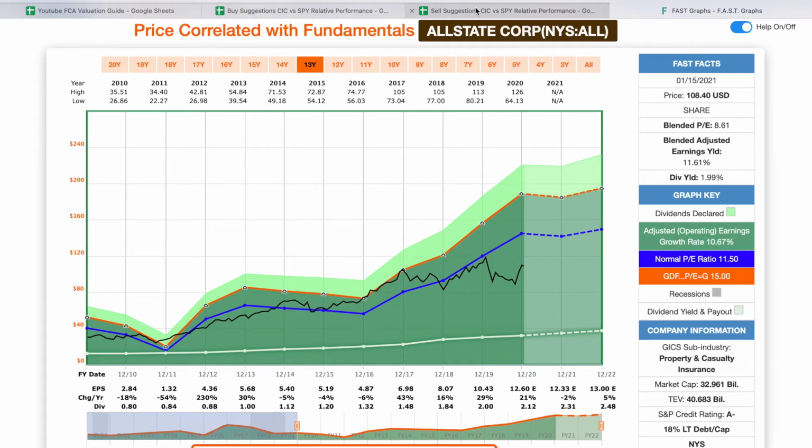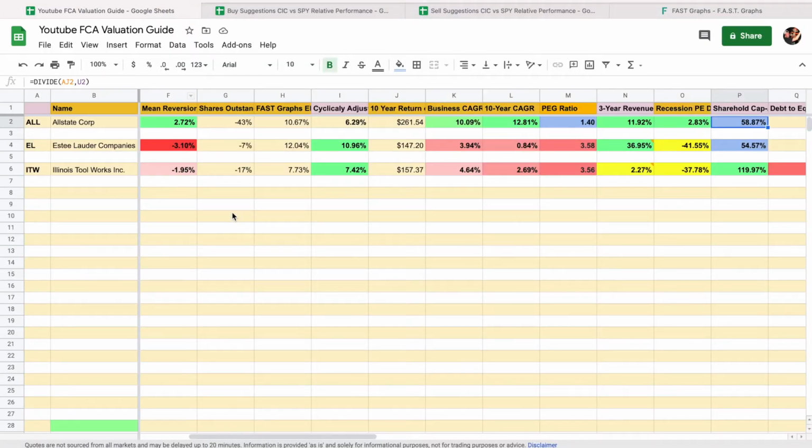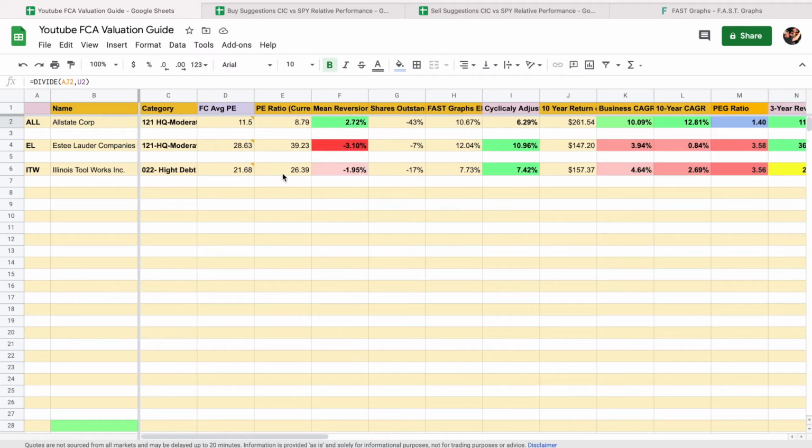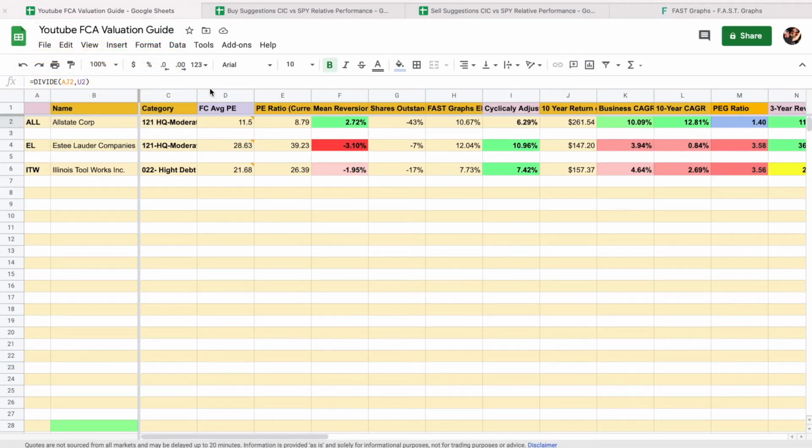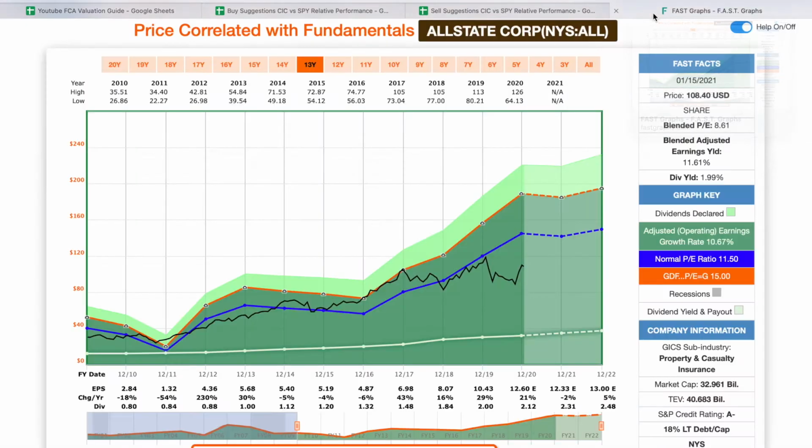The first thing I want to look at is the mean reversion possibilities here. When I calculate the current PE, I'm using 2021's earnings in this case, which are actually conservative because they're expected to decline. They're lower than what the earnings are this year, all right? And when I do that, I get an 8.79 PE ratio. And then the average PE ratio for this time period was actually 11.5. So if we look at the FAST Graph here, 11.5 since 2010 has been the PE.